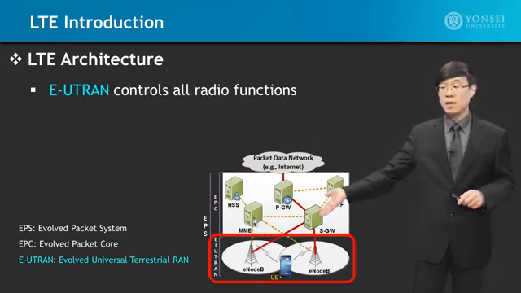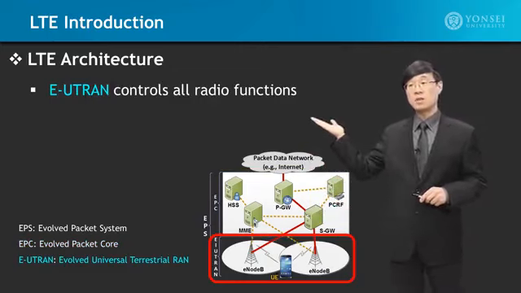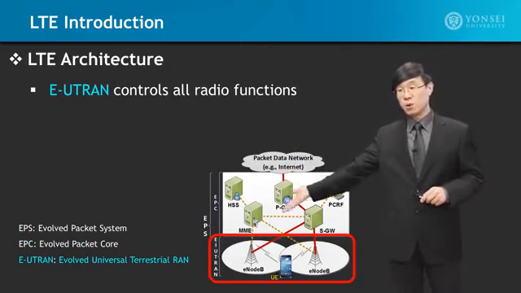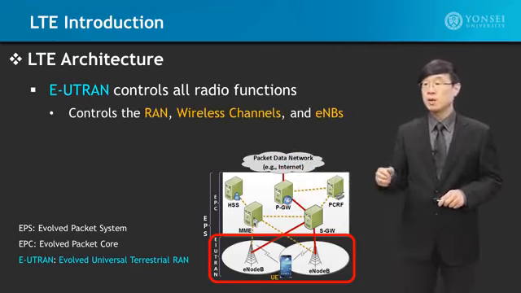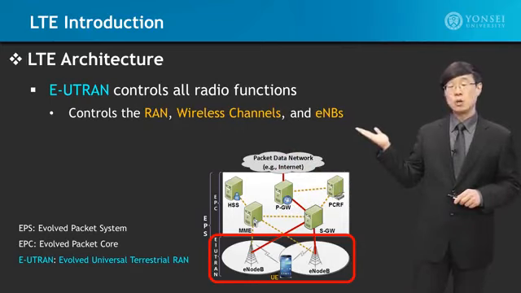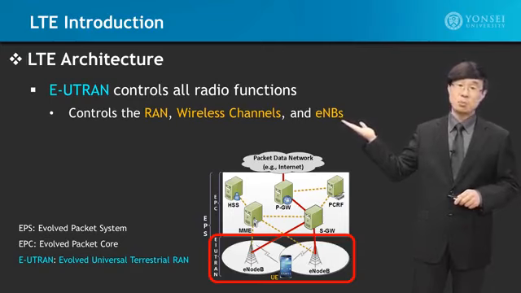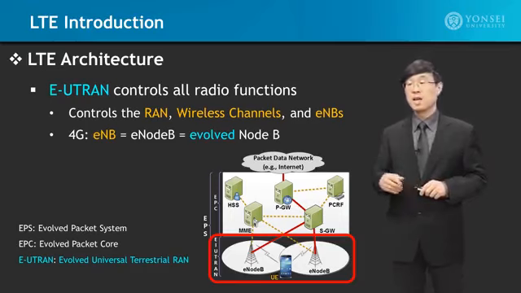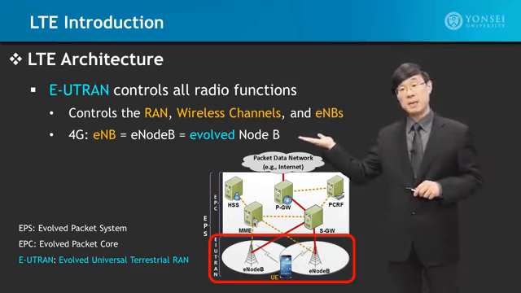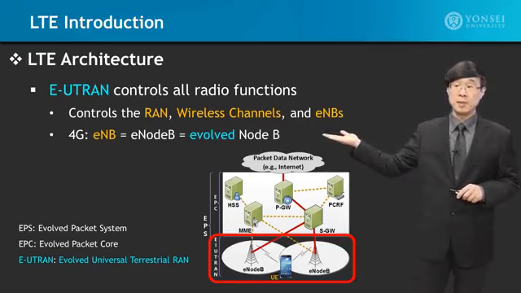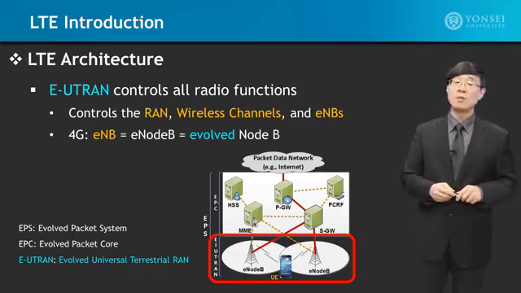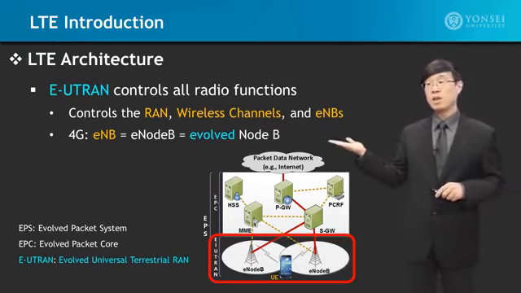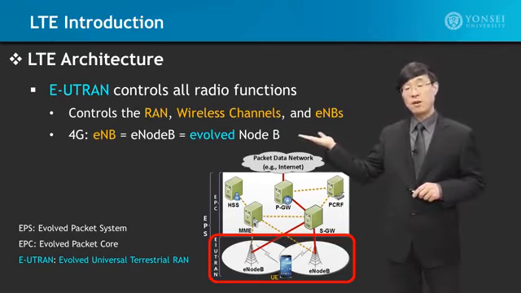Going a little bit lower is the unit which is called the E-UTRAN, which stands for the Evolved Universal Terrestrial Radio Access Network. This terminology comes from it controlling the radio access network. In addition, the wireless channel and the E-Node Bs. The E-Node Bs, in 4th generation mobile communication terminology, we write it as an eNB, which stands for E-Node B, which is short for Evolved Node B. So the word evolved, it's an evolved Node B.